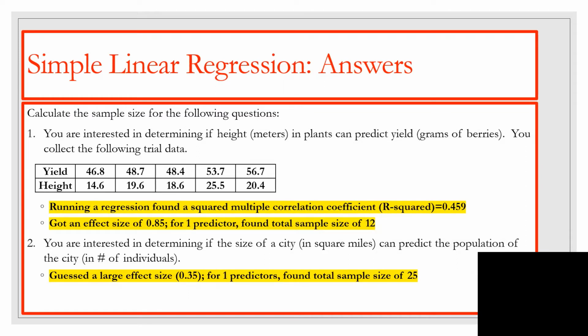Looking at example 1, we're given the raw data of yield and height. We can run a regression in something like SPSS or R and get a multiple correlation coefficient, that is an R squared, of 0.459. Using that R squared, we can get an effect size of 0.085, and since it's one predictor, we get a total sample size of 12. In the second example, we don't have any information of data, so we'll guess a large effect size, since the size of the city should be strongly related to the population in the city. And we have one predictor, because it's simple, to get a total sample size of 25 cities.